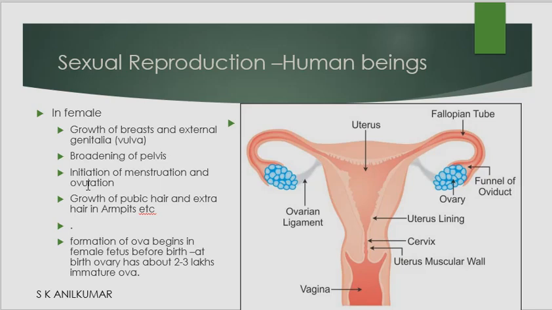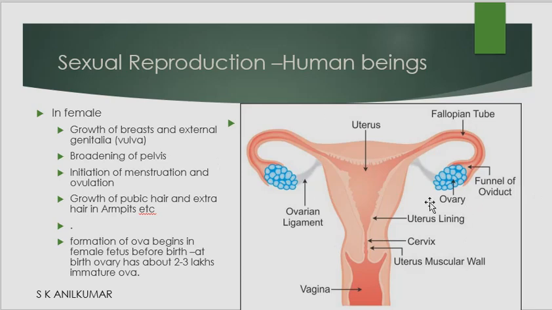Ovulation is the creation of ova, oogenesis. Growth of pubic hair and extra hair in the armpits, etc. happens. The formation of the ova in a female happens even before birth, in the fetus itself, not necessarily after the child is born. At birth, a child has about 2 to 3 lakh immature ova. These ova slowly mature and become eggs capable of getting fertilized and growing into an offspring.